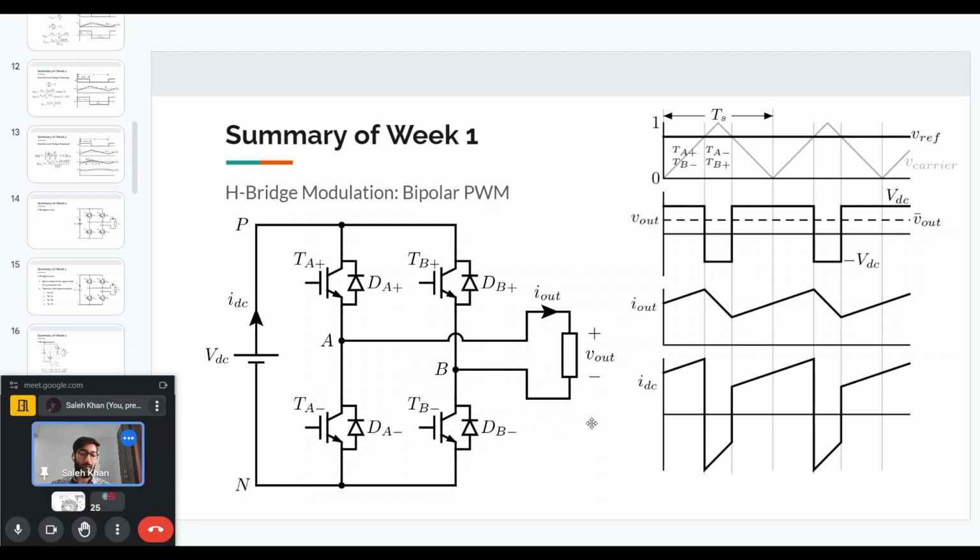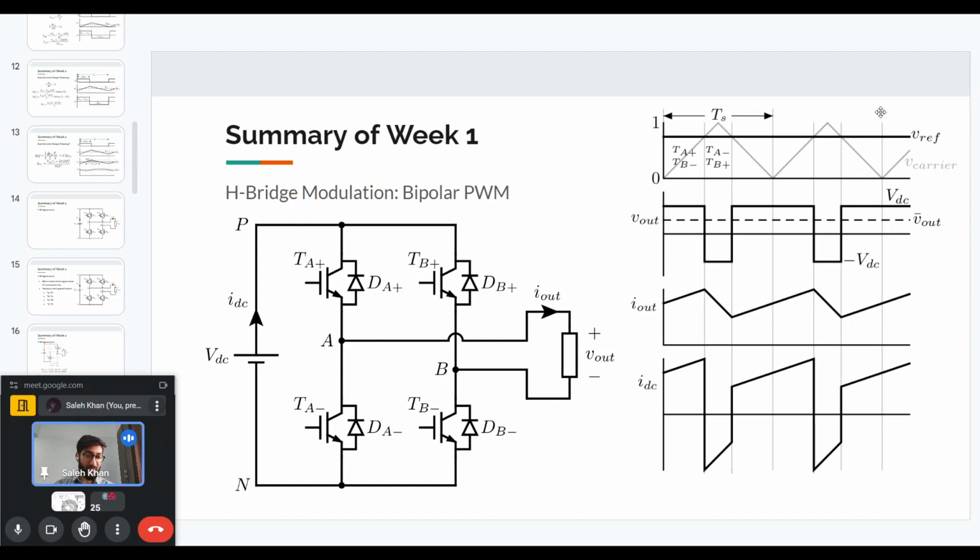And if we have an inductive load, then the output current during that time will rise. As we saw previously, when these two diagonal switches are on, the DC current will be equal to the output current. Then when the reference waveform is less than the carrier, we will have another condition where the other two diagonal switches will be on, TA minus and TB plus. During this case, the output voltage is equal to minus VDC. Because we are applying a negative voltage to the inductive load, the output current will fall. And the input DC current in that case will be equal to minus of the output current. So it will be a negative current.